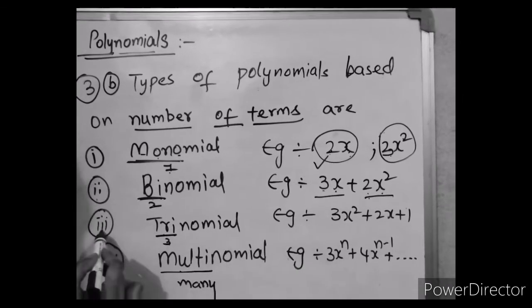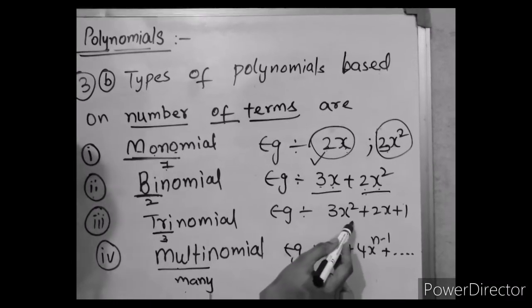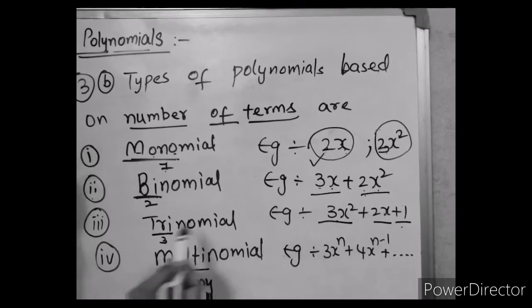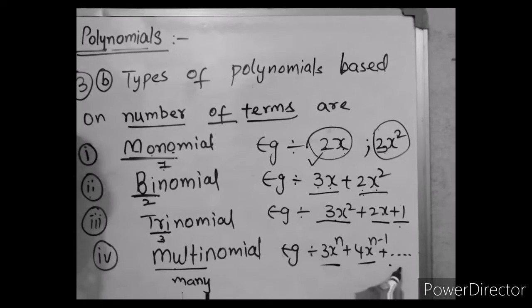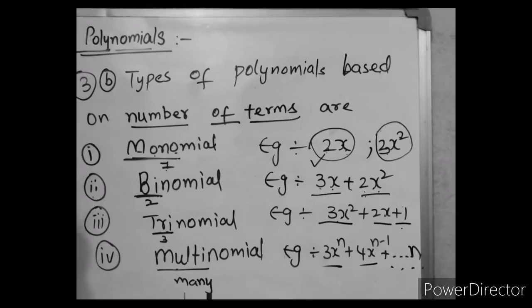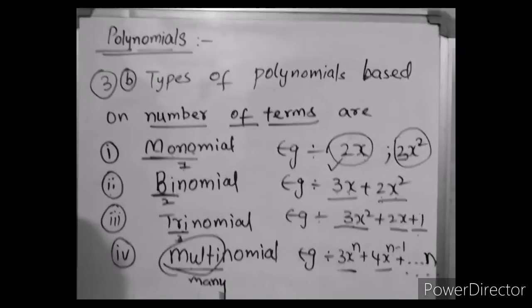Example 3 I have taken. For the third topic, trinomial, I have taken another example: 3x square plus 2x plus 1. There are 3 terms, therefore it is called a trinomial. Here n number of terms are there. Up to n we have the number of terms, therefore it is called a multinomial.